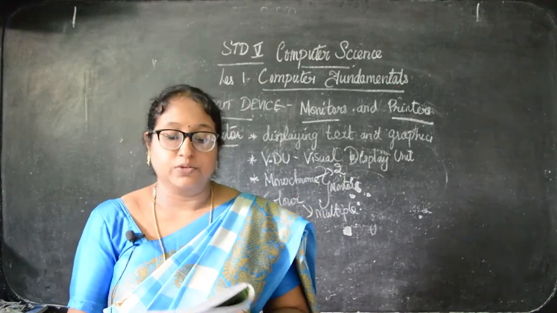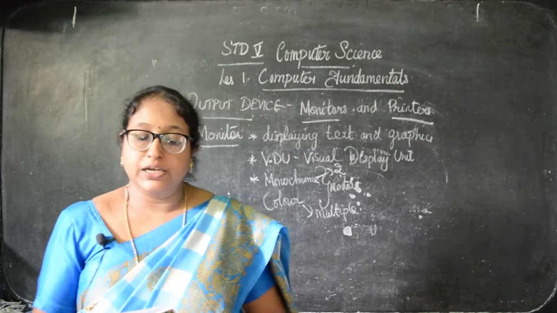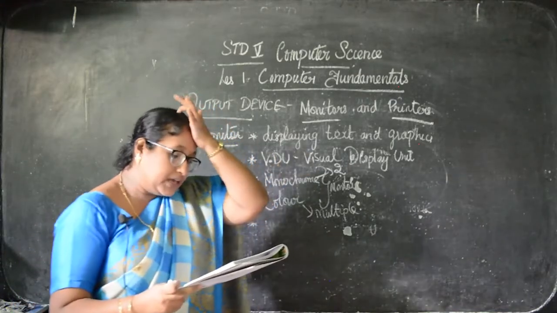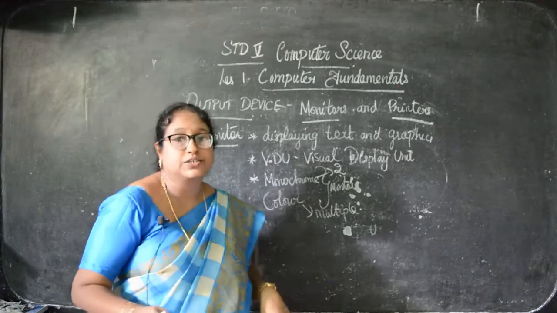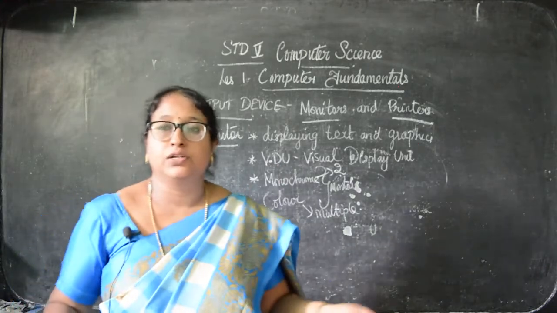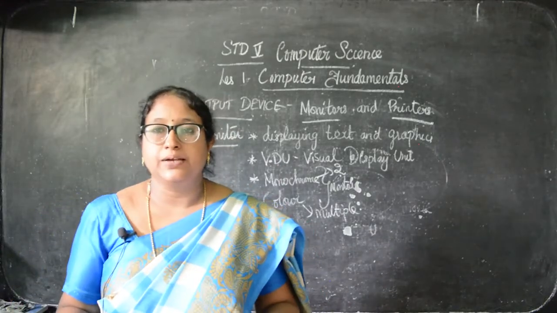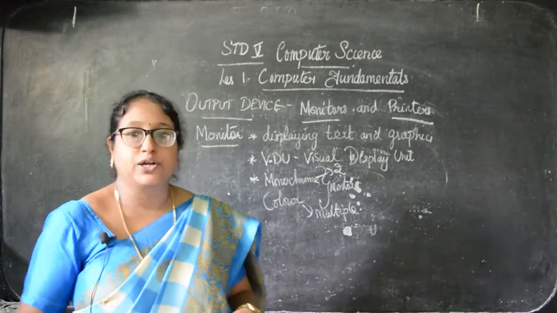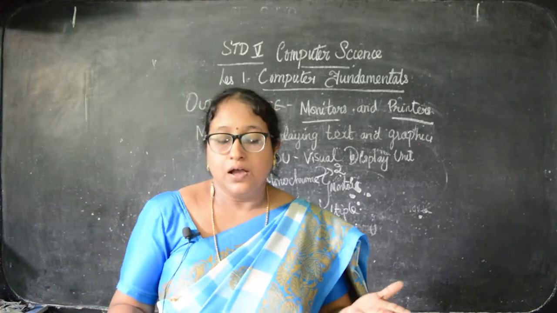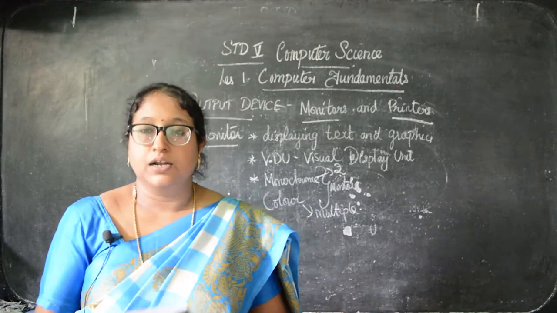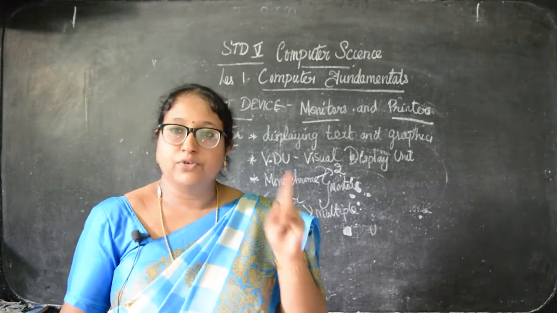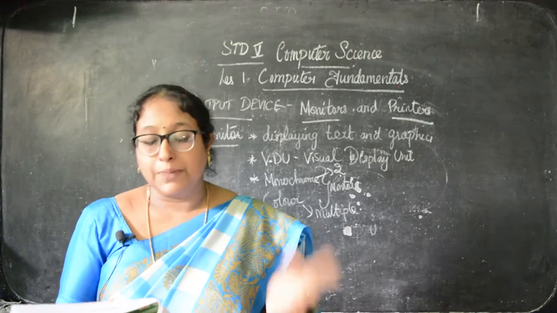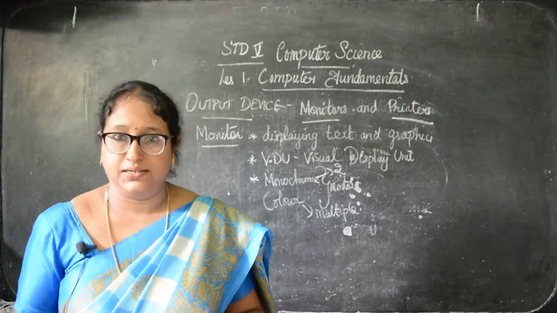So just understand this about monitor, children. A monitor is a commonly used output device used for displaying text and the graphics. The monitor is otherwise known as what, children? Visual display unit. Then you have two types of monitors, that is the monochrome monitor and the color monitor. In monochrome we have only two colors, for background and for the foreground. And the color monitor displays multiple colors. Multiple means what? Many colors, right?